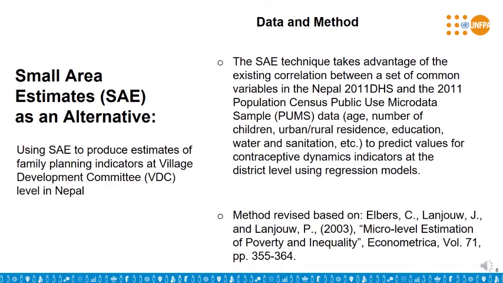Small area estimation is introduced as an alternative to estimate these indicators. There are different methods available for small area estimation these days. In this case study, I'm going to introduce the method that integrates population census and DHS survey data, taking advantage of the common variables available in both data sets, which can be used to predict family planning indicators. The method is revised based on the ELL methodology.